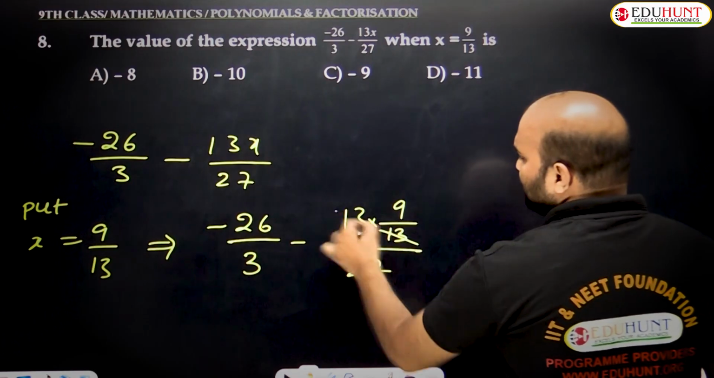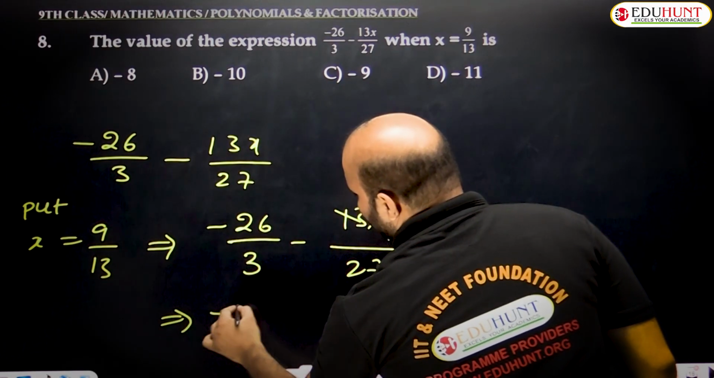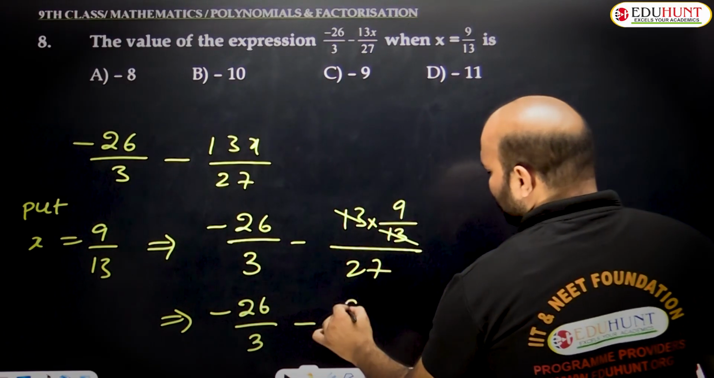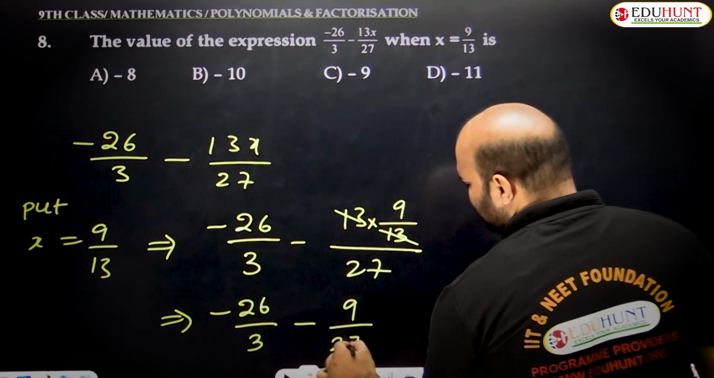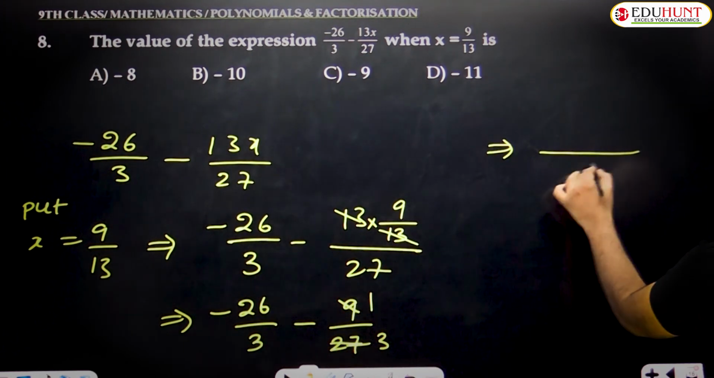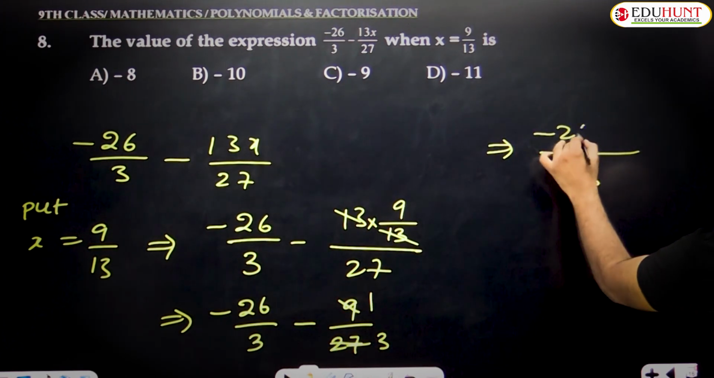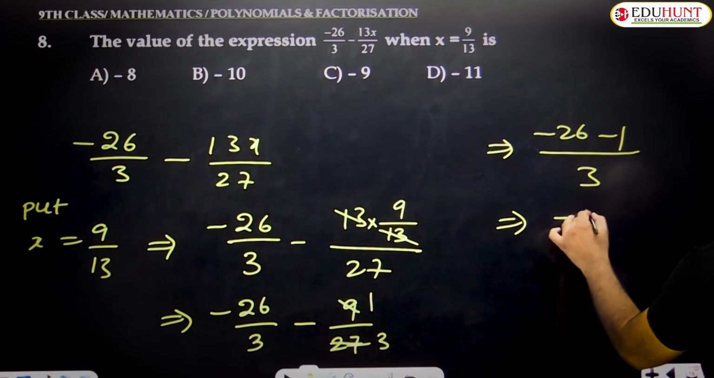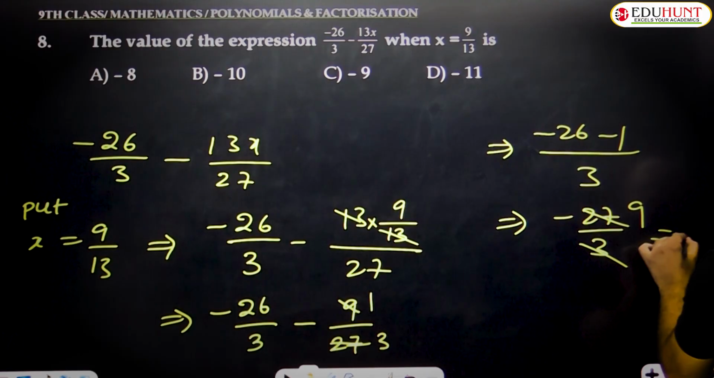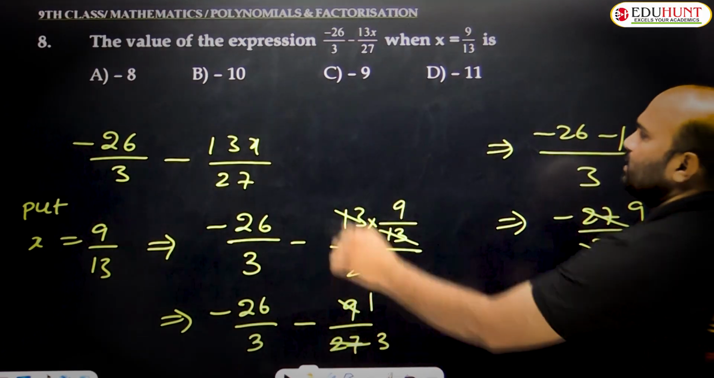So the 13s cancel. What you are getting is minus 26 by 3 minus 9 by 27. 9 ones are 9, 9 threes are 27, so that is 1 by 3. Taking LCM 3, minus 26 minus 1, nothing but minus 27 by 3. 3 ones are 3, 3 nines are 27. Then the answer is minus 9. So option C is the right answer.